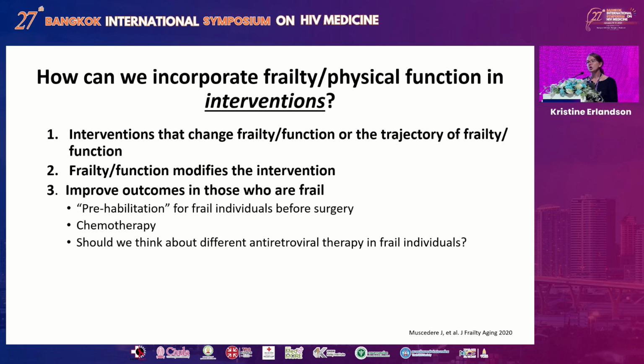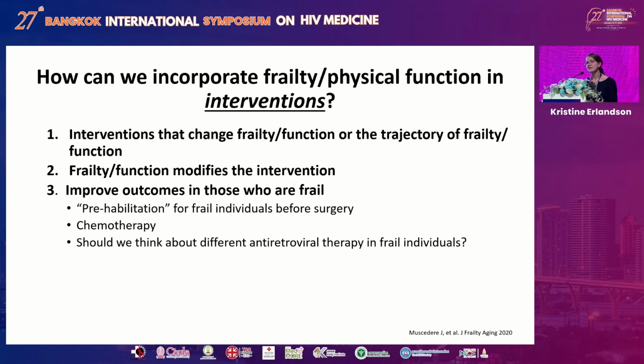And then lastly, we can look at whether we can improve outcomes in people who are frail. So there's a lot of interest in the surgical literature on using prehab for frail patients. If someone's undergoing surgery, can they do some sort of rehabilitation before doing their surgery to improve their function and therefore improve their outcomes? There's also interest in using frailty in the cancer world. If someone comes in and they're frail and about to undergo chemotherapy, can we choose a less toxic therapy based on whether they're frail, similar outcomes but better quality of life after therapy?